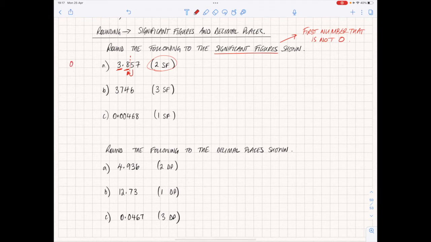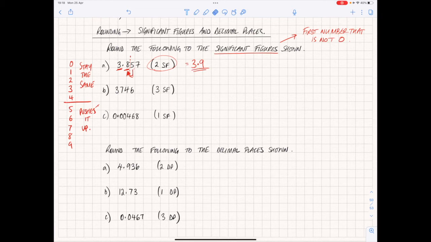Now, if it's a 0, a 1, a 2, a 3, or a 4, it will stay the same. If it's a 5, 6, 7, 8, or 9, it pushes it up. Okay. Now, I'm sure a lot of you will be comfortable with that and happy with that idea, but it's just worth writing down and being careful with. So how does that 5 affect that 8? Well, because 5 is here, it pushes it up. So it now becomes 3.9.